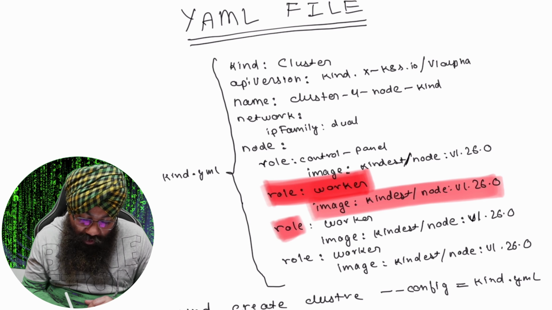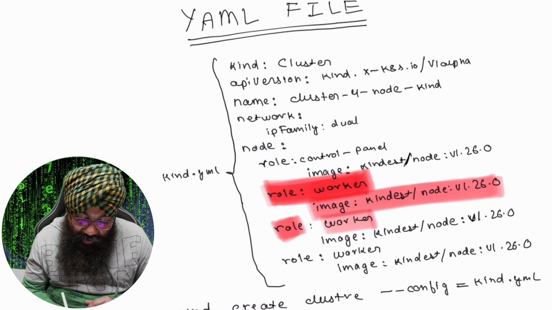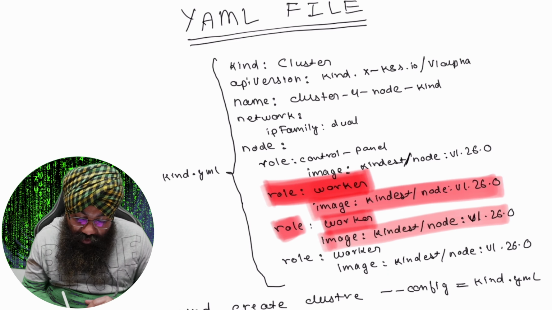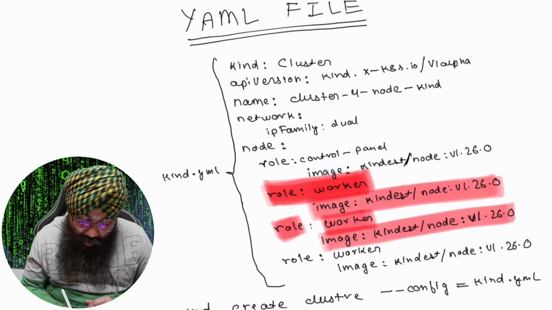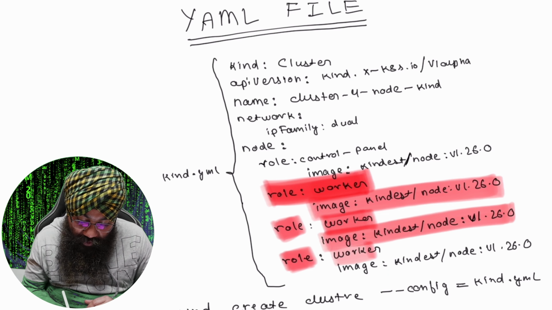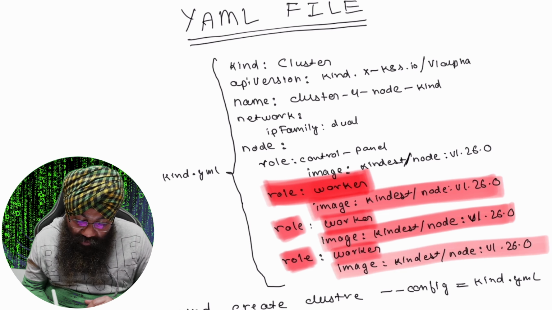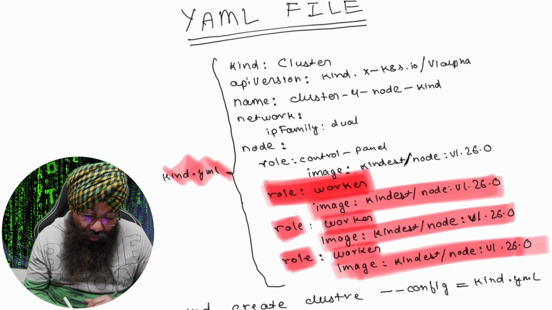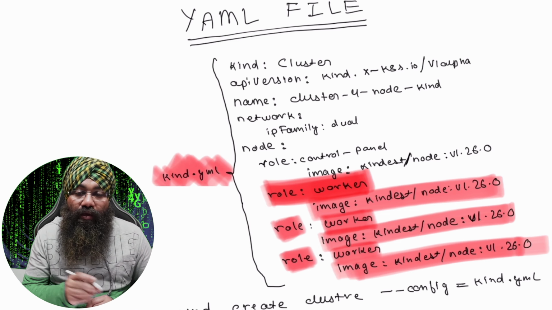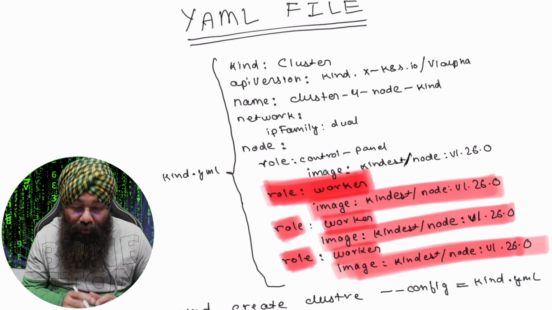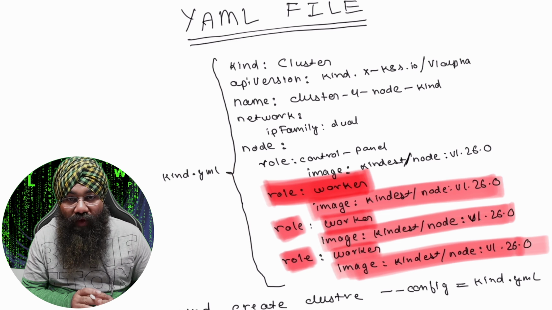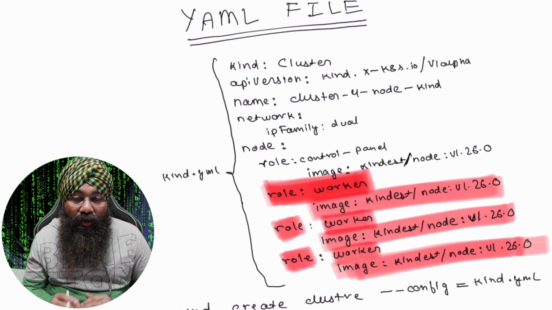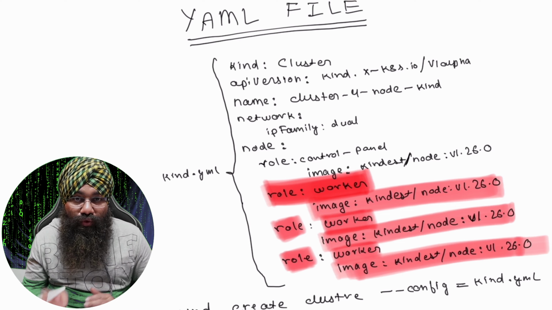Again, on another node, we are specifying that its role is worker. And this is the image that needs to be installed. Again, we are specifying the third role, which is worker. And this is the image that needs to be installed. In this way, we are specifying the YAML file. So these are the contents of the YAML file. So we need to create this YAML file to create a cluster using kind.